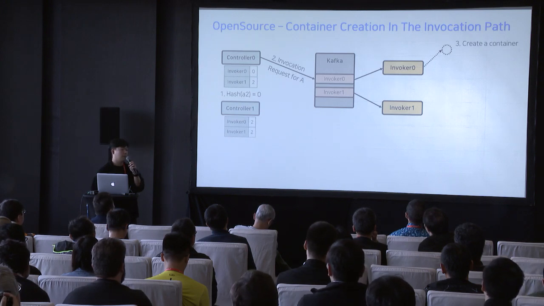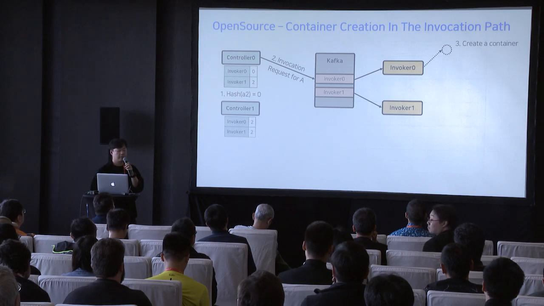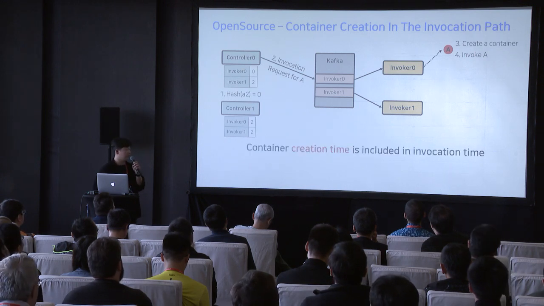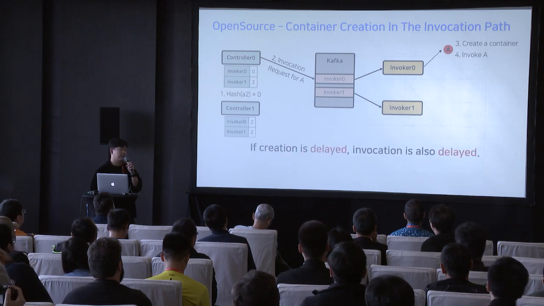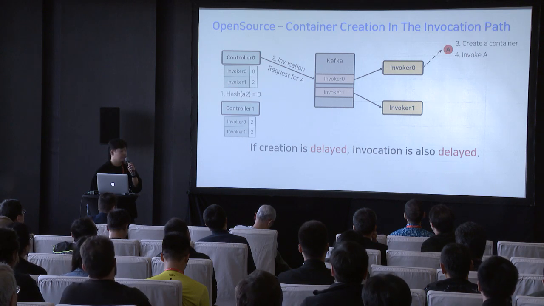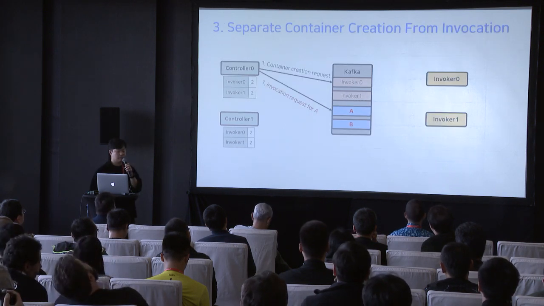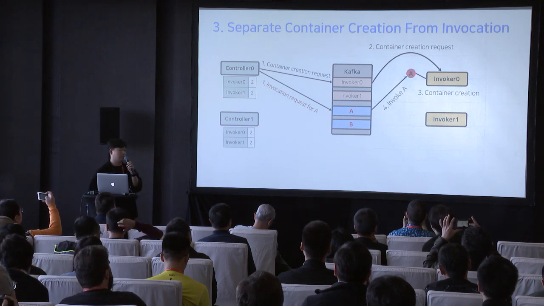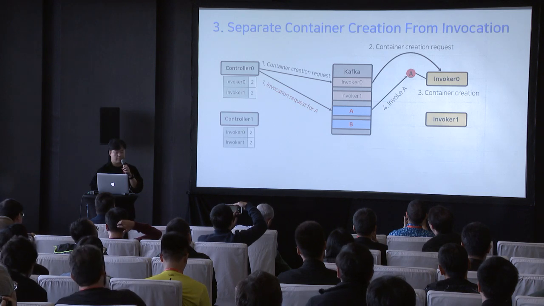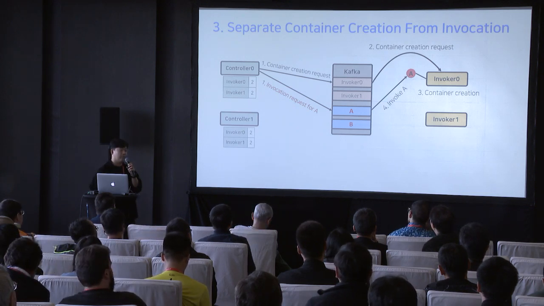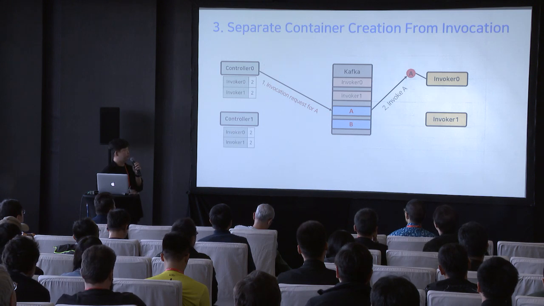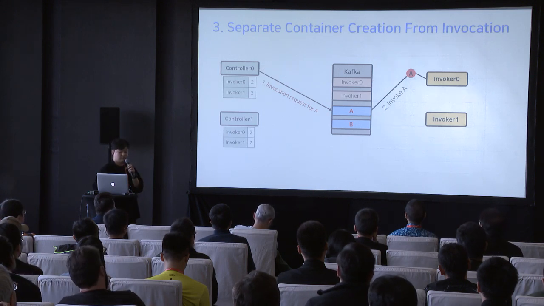And in open source, when we invoke an action, if there is no container, then we should create a container first. Only after that can we invoke the action A. It means that container creation time is included in the invocation time. So if creation is delayed, then invocation is also delayed. So when we send the invocation request, we asynchronously send the container creation request as well. Then the invoker receives it, and it creates a container, and finally we can invoke the action. It seems that it is slower than the previous one, right? But actually, these two paths are working almost simultaneously. And once the container is created, then only these two paths are working repeatedly. So it can be faster.